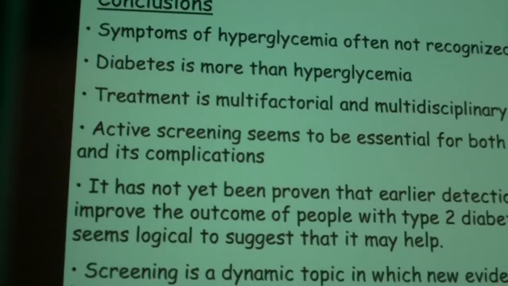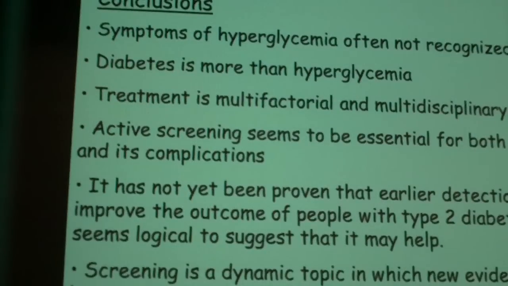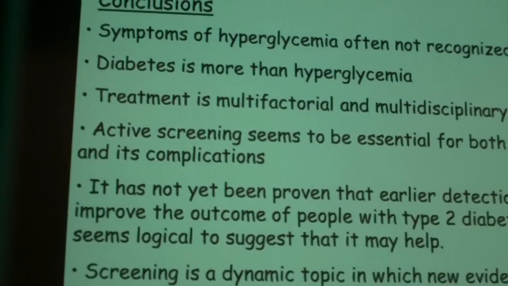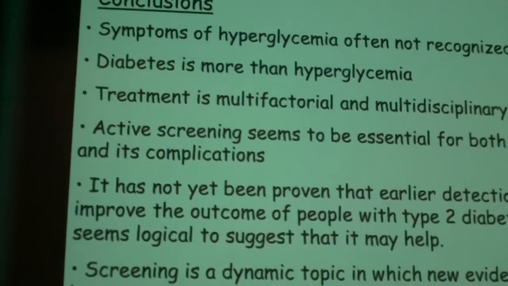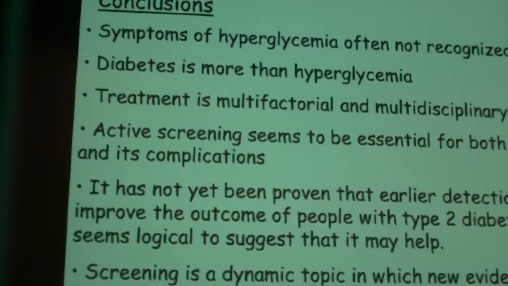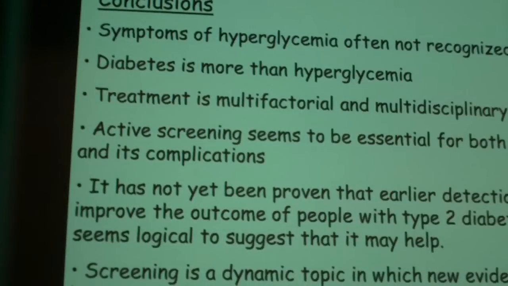So, diabetes is more than hyperglycemia. Treatment is multifactorial and multidisciplinary. Active screening seems to be essential for both diabetes and its complications, but it has not yet been proven that early detection will improve the outcome of type 2 diabetes. And screening is a dynamic topic in which new evidence will become available and further considerations will arise over time. So this is an example of diabetes.